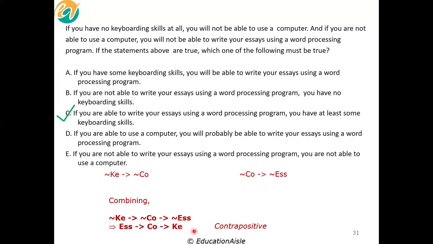David. Okay. If you are able to use a computer, now I get it. First of all, if you are able to use a computer, is this correct? You will probably be able to write your essays. First of all, it is going from right to left. That's one thing. Secondly, what does the question say? Which of the following must be true? While this is talking about probably, so that again does not qualify. The option is about probabilities, while the question is talking about must be true.